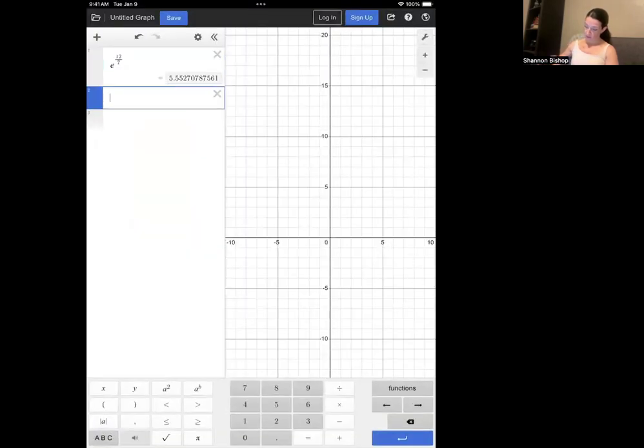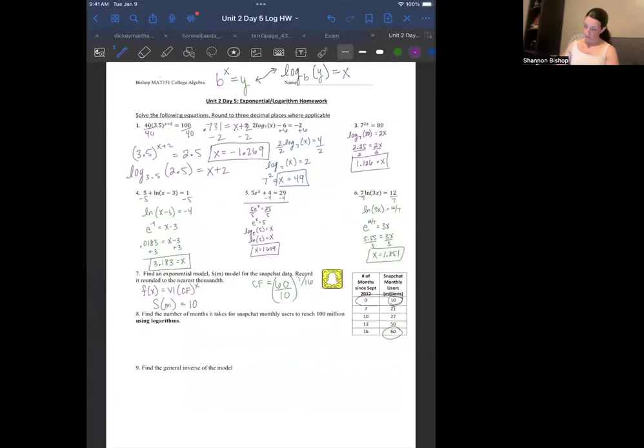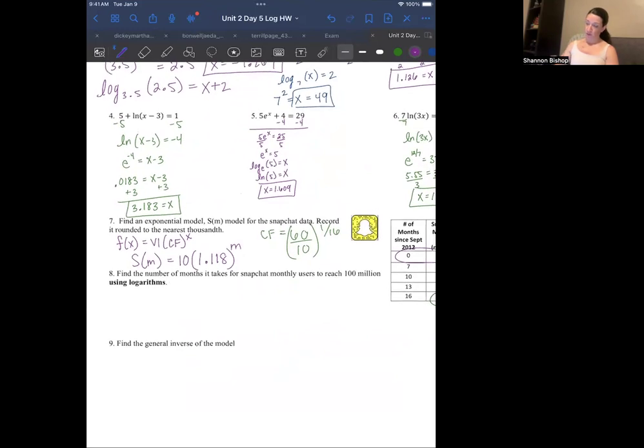So what do we got? We got 60 over 10 raised to the 1/16th. The monthly Snapchat change factor is about 1.118. So my change factor I now know is 1.118, and this will be exponential as the months go by. Okay, number seven, done.